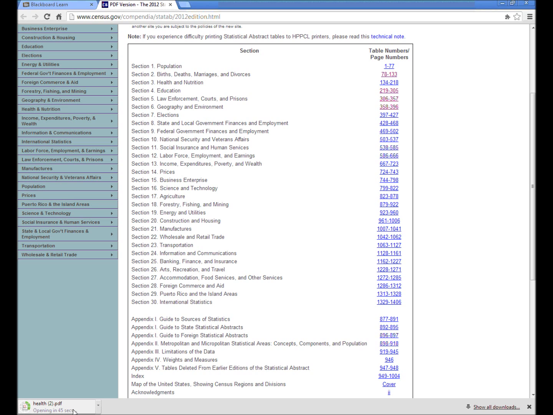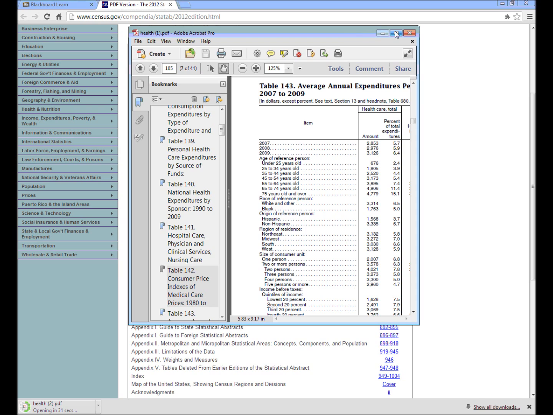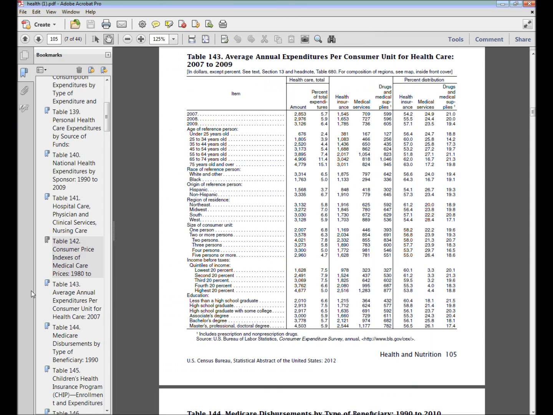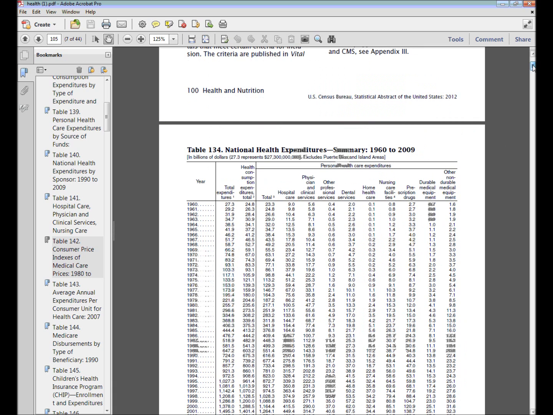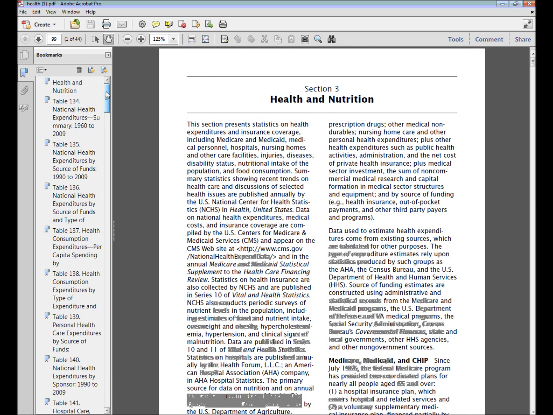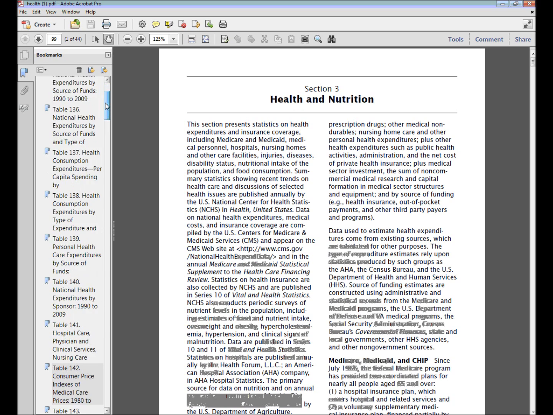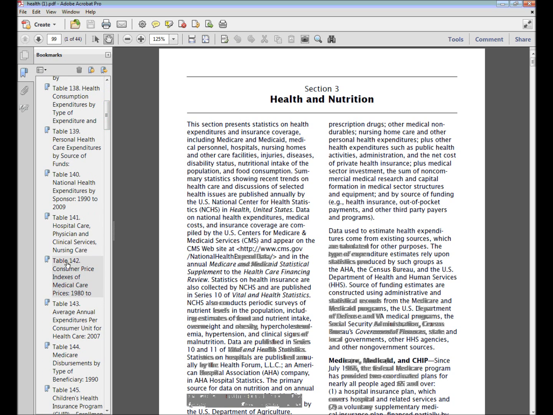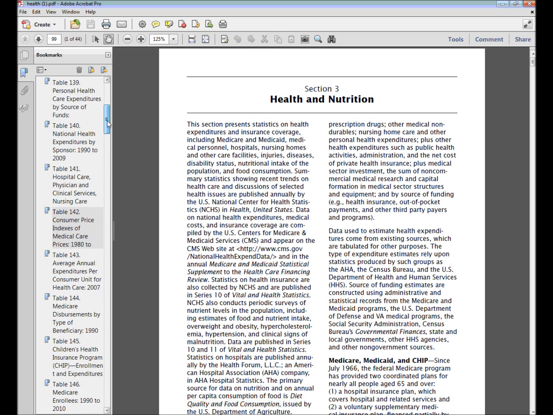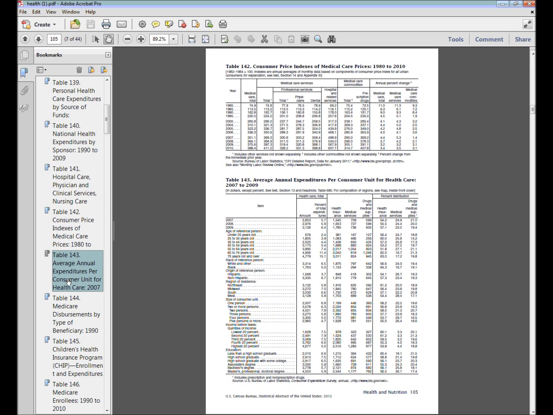In any case, once you get to it, there are certain things that you need to be aware of. I have a copy of it already open, so I'm just going to pull that over here. When you open it, it will normally open on this page, and all of your tables will be listed over here. You can scroll through, and I want to look at table 143, average annual expenditures per consumer unit for healthcare.